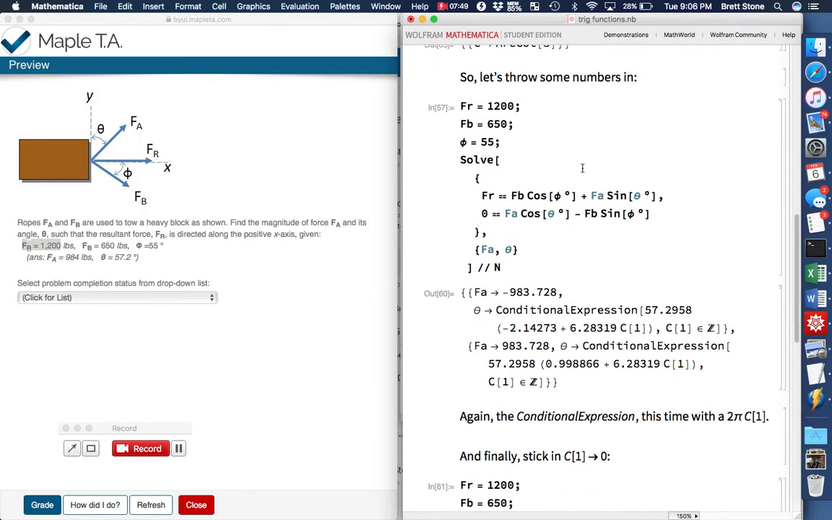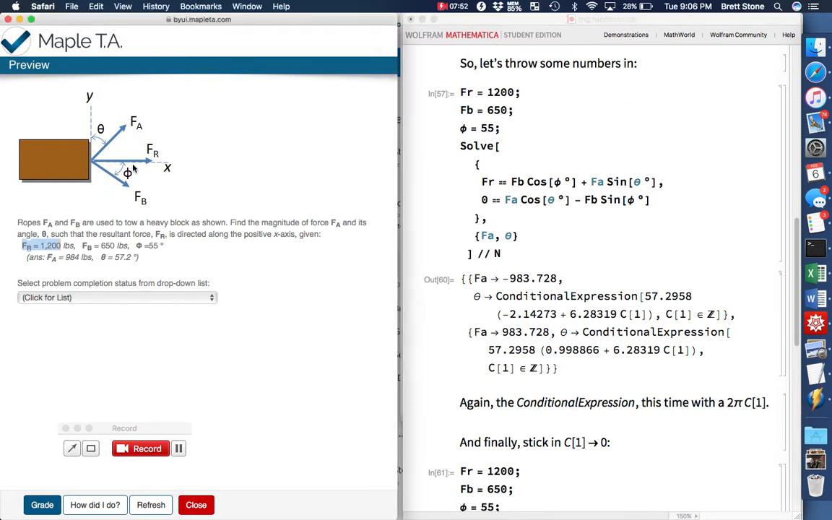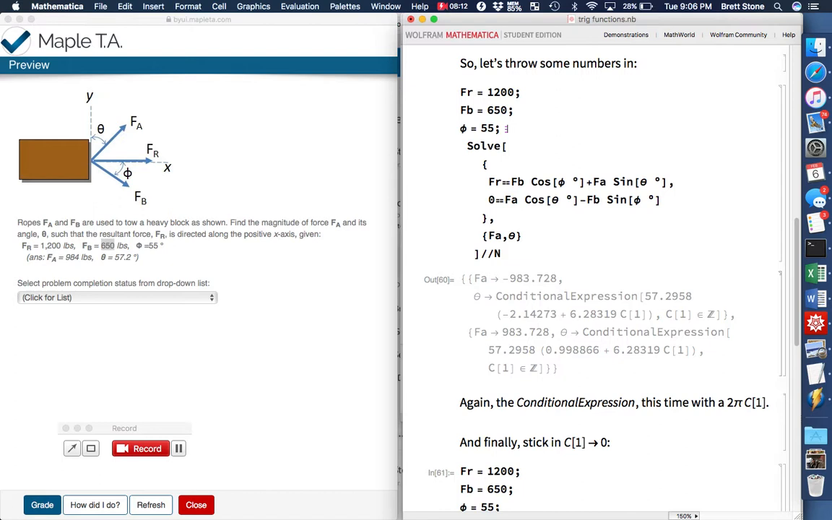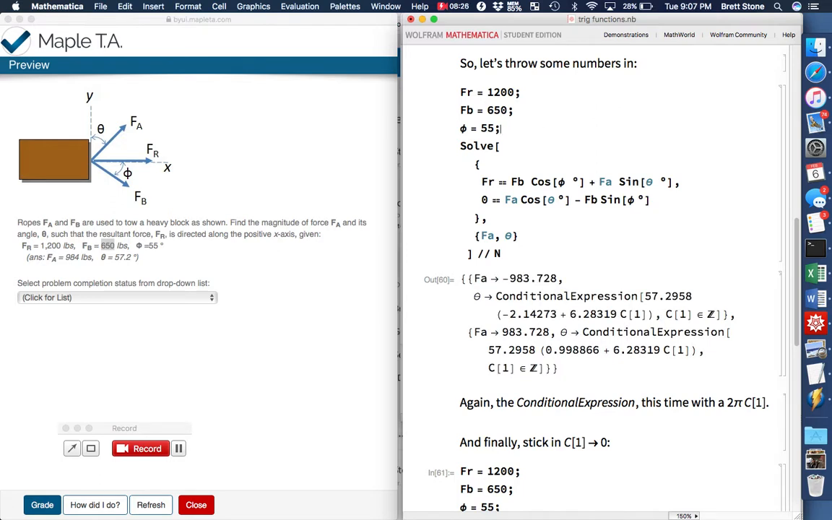So after that long explanation, let's try actually doing this with our problem over here. We know that FR, according to Maple TA, is 1200. We know that FB is equal to 650. We know that phi, and the way you get phi like that, if you do escape, and then lowercase phi, escape, then you get the symbol. So escape, phi, escape gives you the symbol. But you can type it or whatever you want to do.